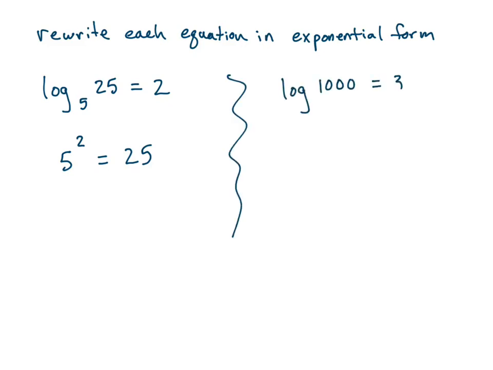Another example of this, if I had log base 10 of 1,000, if you don't see a little base number written there, then 10 is the base. But log base 10 of 1,000 equals 3. So if I convert that, the base is 10. It would be 10 to the third equals 1,000. So 10 to the third equals 1,000 is the converted form of that.